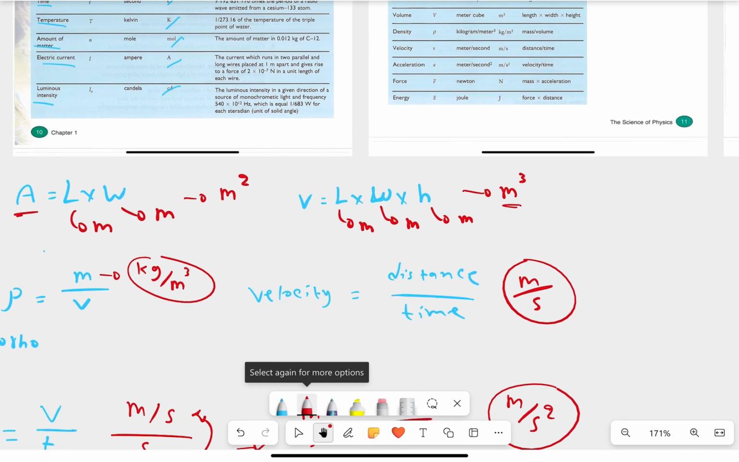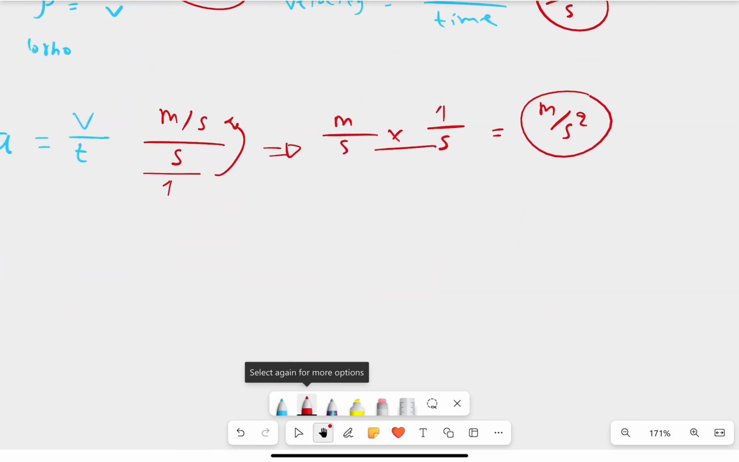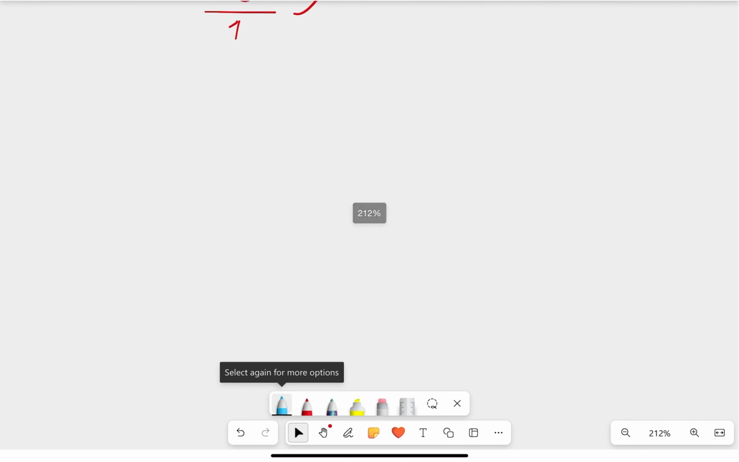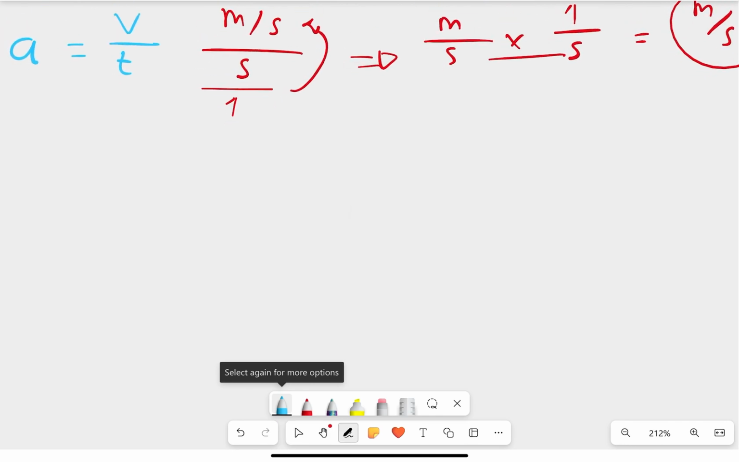Now you have force. Force is equal to mass multiplied by, so you have force, which is denoted by the letter F.